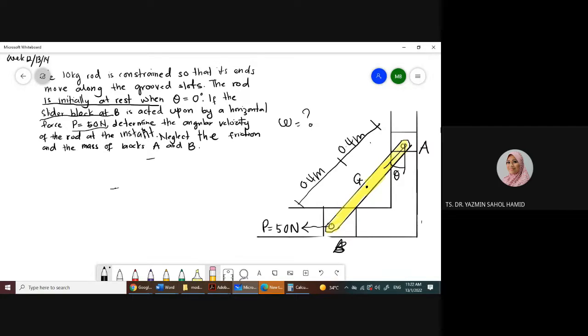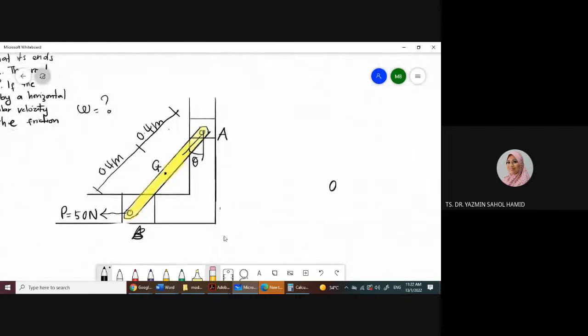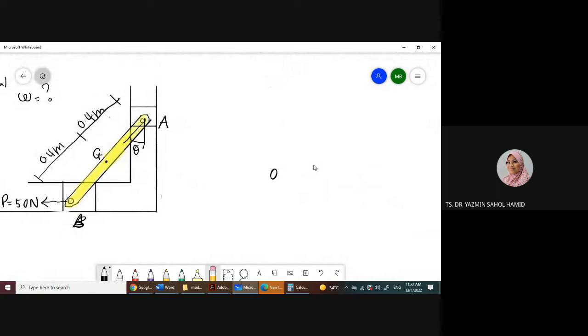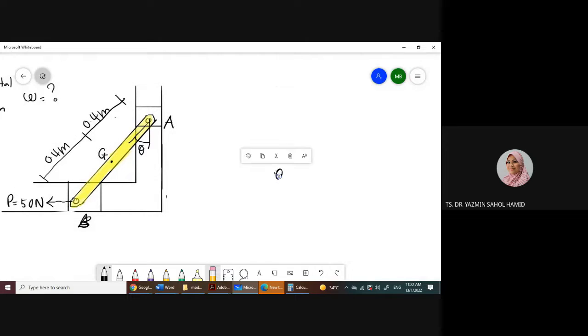Originally, when the angle is 0 degrees, what is the shape? Is it straight or horizontal? It is straight. So originally it is straight, in this position, when the angle is 0 degrees. Sorry, my diagram is not that nice. G is at the middle here. And then what happened? It moves, and becomes like this.